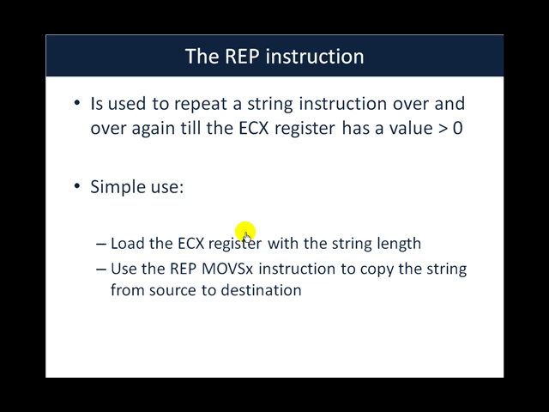And whenever the REP instruction executes one after the other, automatically the ECX register is also decremented on every call of the REP. And finally, when the ECX register becomes 0, the REP instruction exits and continues with the next instruction. So REP is an easy way to repeat a particular string instruction over and over again, ECX number of times. So it will be very clear with an example.